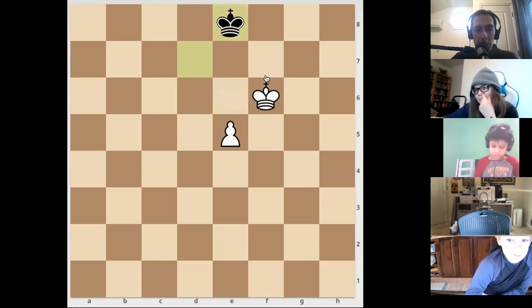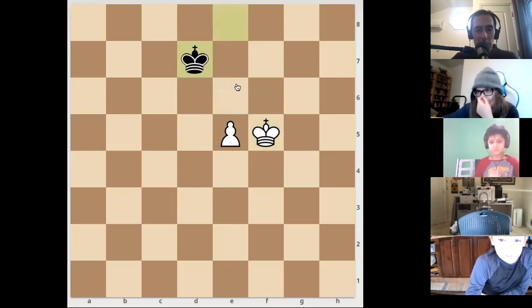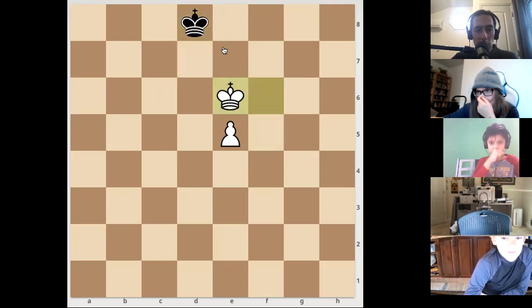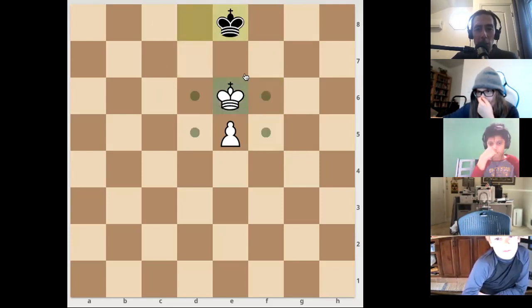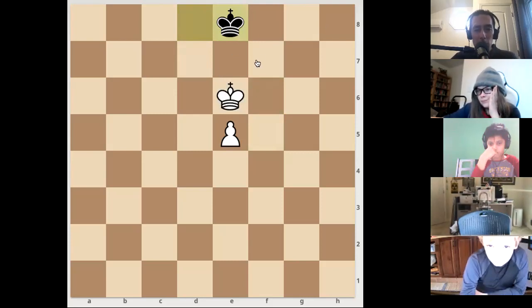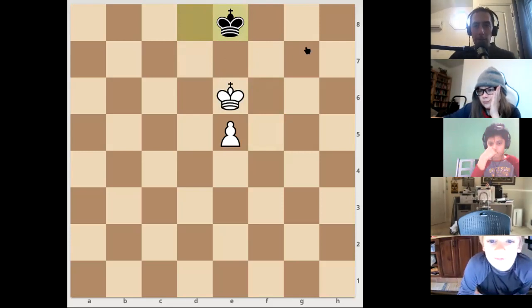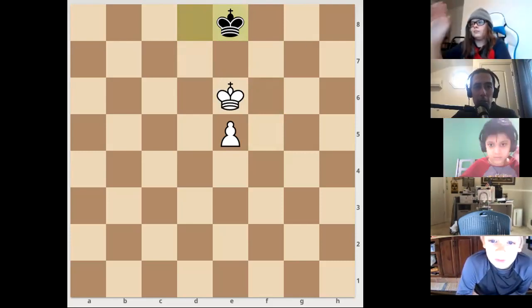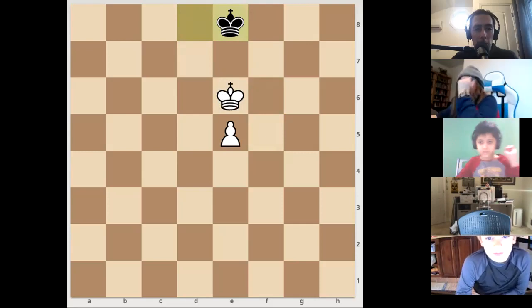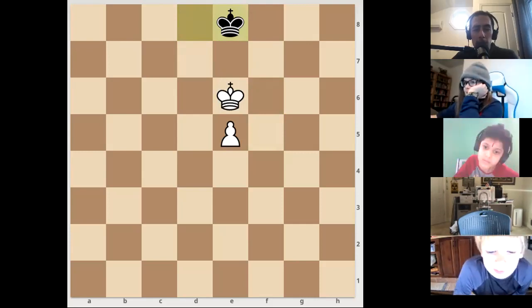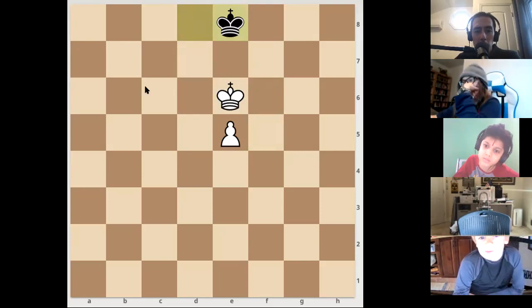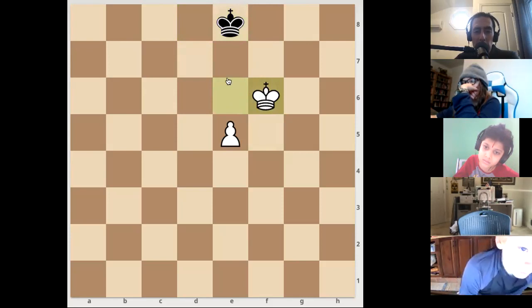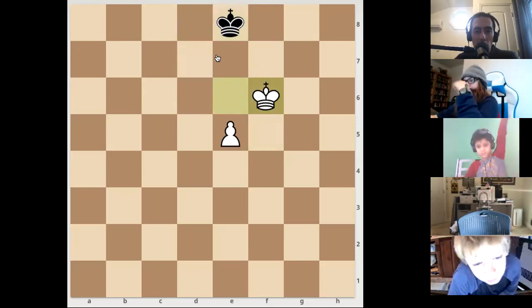Now let's say it was white's turn in that position. So this is the same position now with white to move. This is still a win for white. How? What do we do first? We play king to f6. It doesn't matter, king d6 or king f6. Let's say king f6. Now the best move for black would be what? King f8. Good.